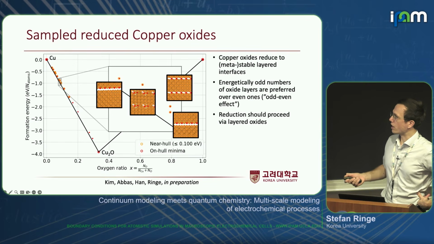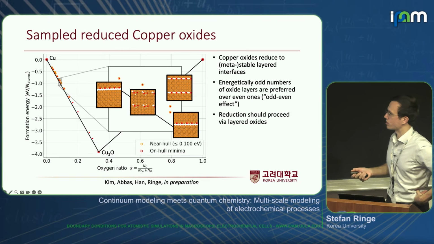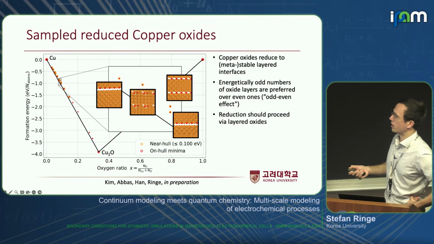And you can see that they line up almost perfectly along the convex hull. These are all layered interfacial structures, and they are all metastable. They are very close to the convex hull.